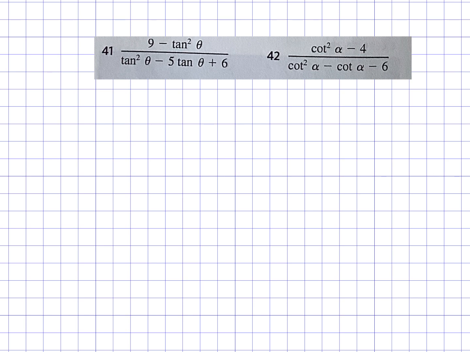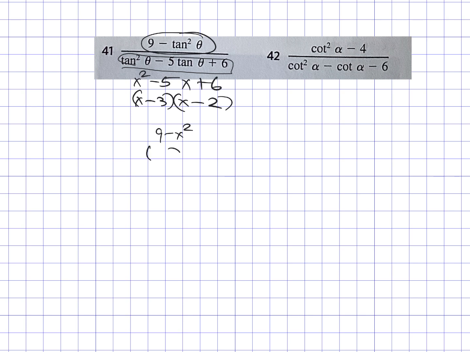Okay, 9 minus tangent squared over tangent squared minus 5 tangent theta plus 6. In the denominator here, we have a trinomial. So look at it this way, x squared minus 5x plus 6. If we say let x equal tangent, now this factors into x minus 3, x minus 2. So let's change the way that looks here in a second. But look up here. What if I said that was 9 minus x squared? That's the difference of perfect squares. And again, I said let x equal tangent. So that factors into 3 minus x, 3 plus x.